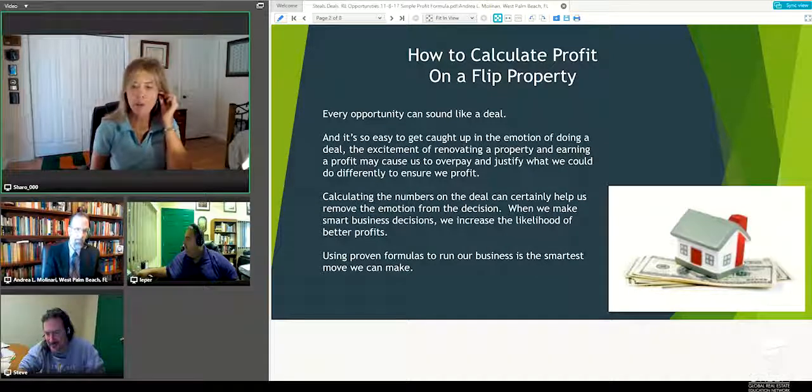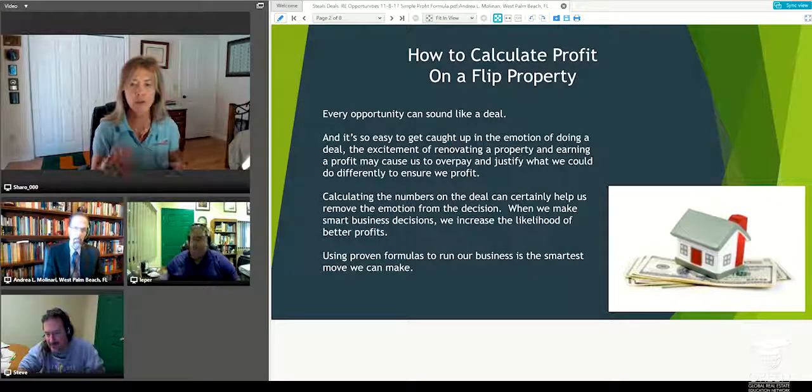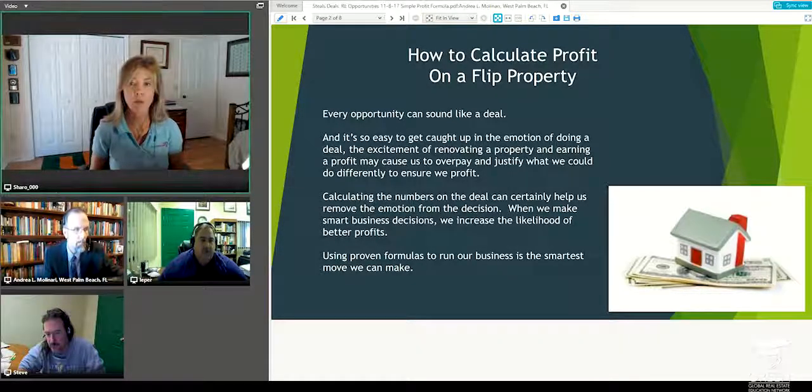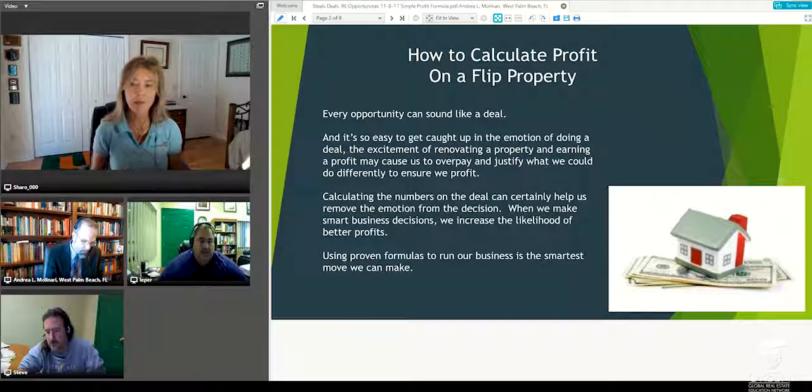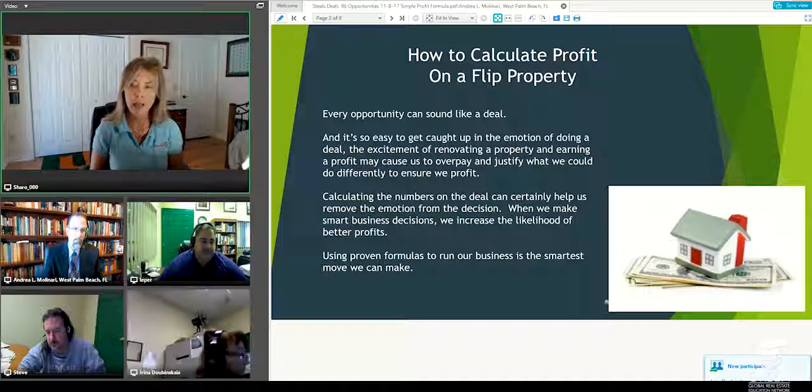That's why everybody's jumping on this property, right? And it's still available. So if you're not working with a formula, you'd be tempted to make the wrong decision just based on that kind of conversation every time. So let's go into this today and see how you can protect yourself to make sure you pay the right price for a property. Every opportunity can sound like a deal, and it's so easy to get caught up in the emotion of doing it. The excitement of renovating a property and earning a profit may cause us to overpay or even justify what we could do differently to ensure a profit on that deal.